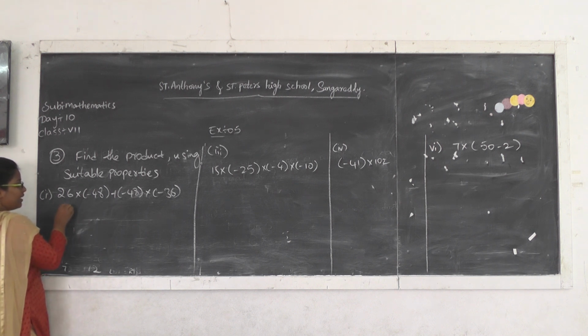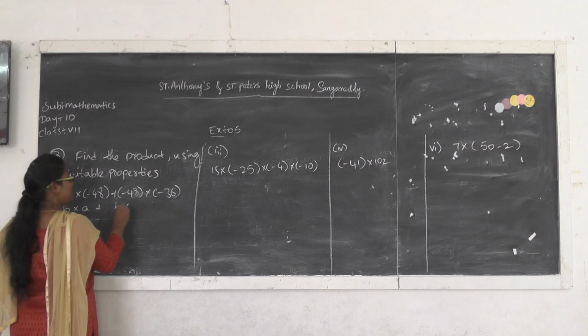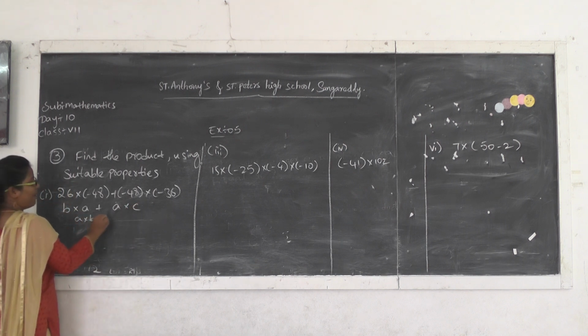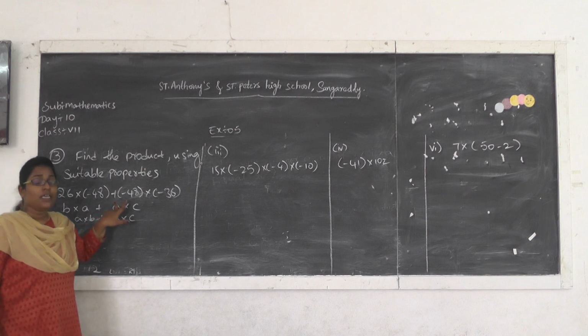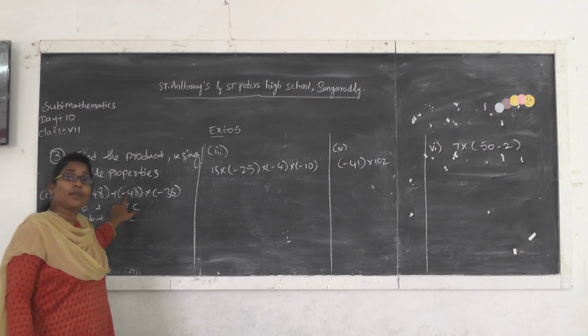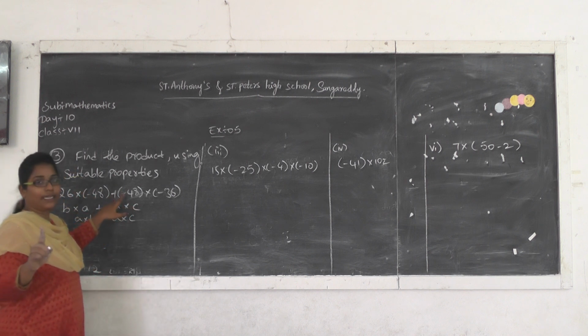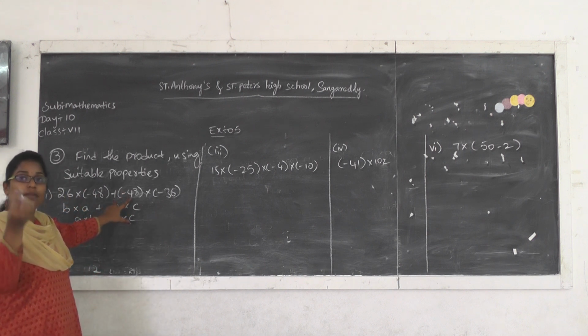So let me take this as B into A plus B into A into C. It is nothing but A into B plus A into C. By observing the question itself, you can identify we are using here multiplication as well as addition. If you are using both operations at a time, which property can we use? We have to use the distributive property, multiplication over addition.